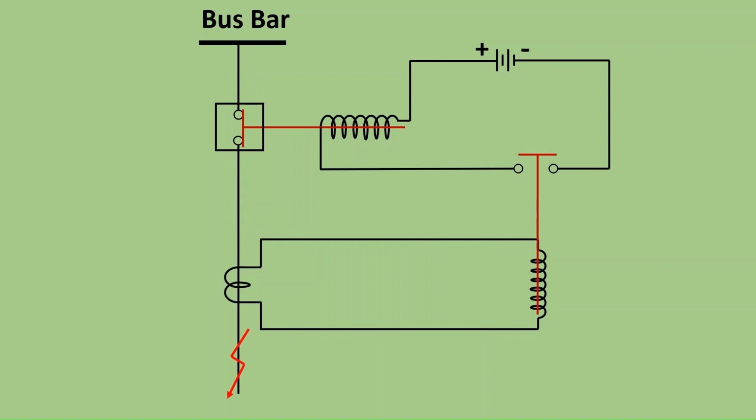Now assume a fault occurs in the line. A huge amount of current will flow from the bus bar to the line. According to the CT ratio, it will also carry a large amount of current from the CT secondary to the relay coil. With the increase in the current of the relay coil, the magnetizing effect of the relay coil will also increase and it attracts the plunger.